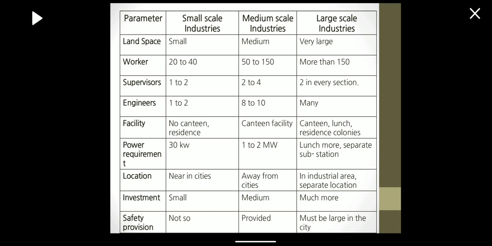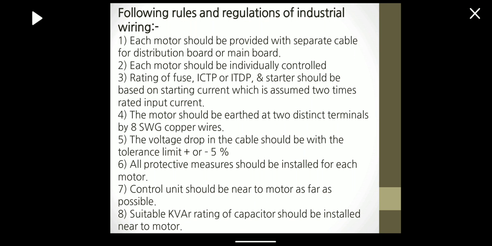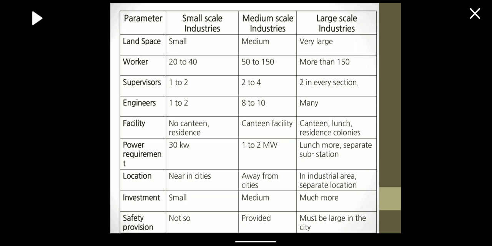Then next is investment. Investment is small in the small scale industry, medium in the medium scale industry, and much more in the large scale industry. Safety provision is not so much in the small scale industries. A medium type of safety provision is provided to the medium scale industries, and it must be large in the large scale industries. So this is the comparison between the three different types of industries.